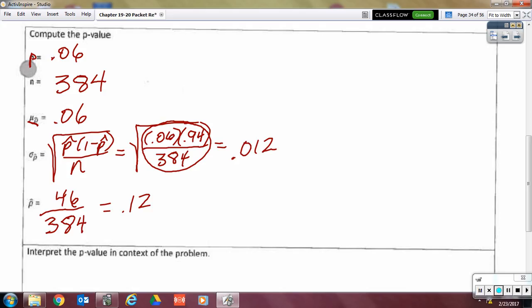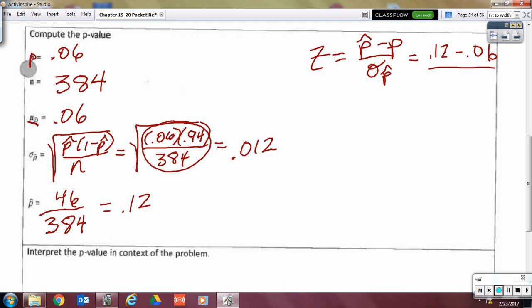So how do we do that? How do I figure out how much bigger is way, way bigger? Perfect. Got to find that z-score. And so remember, this is p hat minus your p over your standard deviation of p hats. All right, so that is 0.12 minus your 0.06 over that 0.012, and that number comes out to be 5.